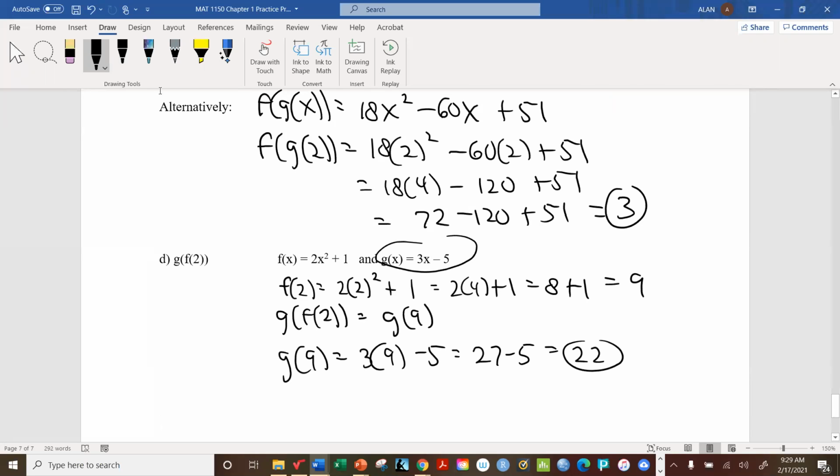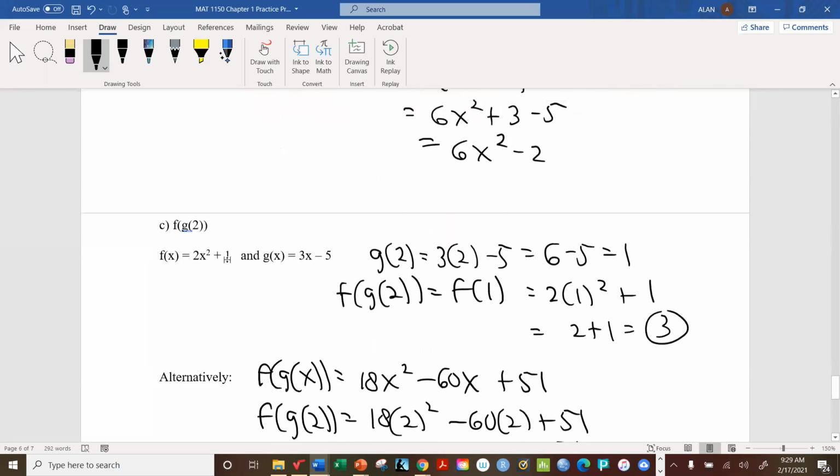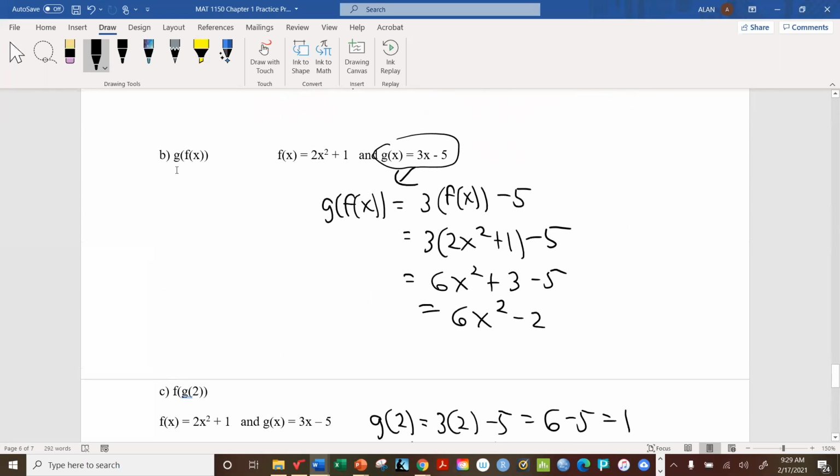And now, of course, the other option we had was to go back and grab our definition of g of f of x, which we did all the work on. There it is.